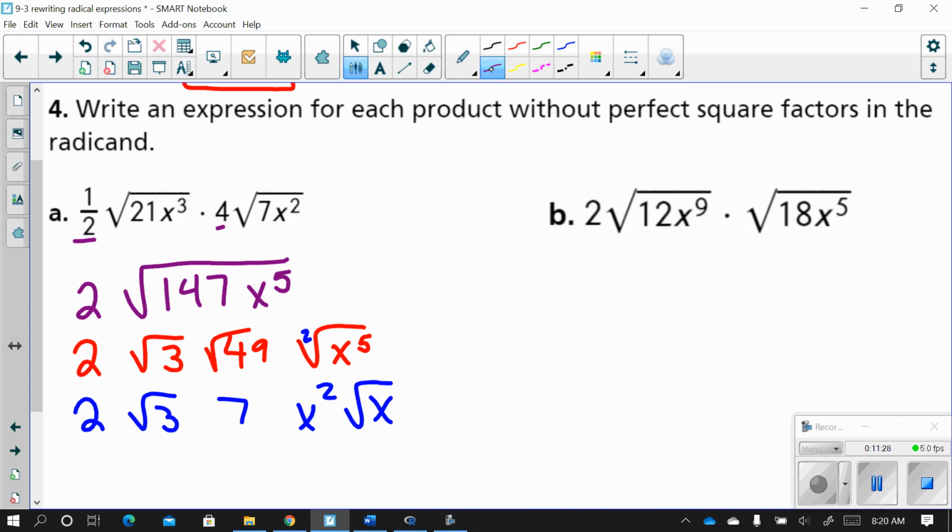So now we're going to multiply all of our coefficients together. 2 times 7 is 14, x squared. And the stuff underneath the radical gets multiplied together too. Square root of 3x. Okay, pause the video and try letter B.